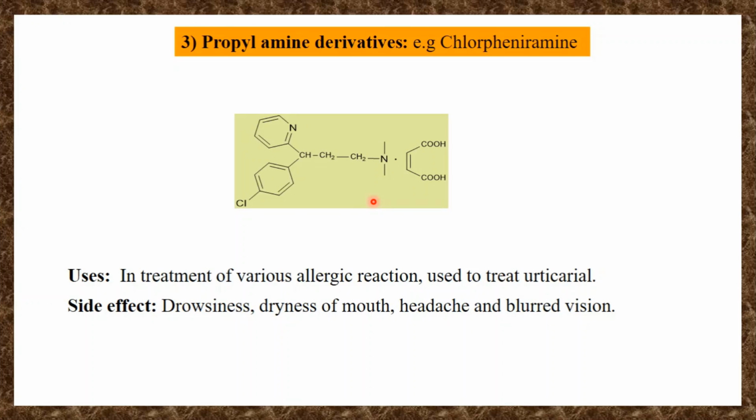The potency is increased tenfold by chlorination at the para position of this benzene ring, and it is optically active. The dextro isomer having S configuration has higher activity, and it is used in the treatment of various allergic reactions and to treat urticaria. The side effects of chlorpheniramine are drowsiness, dryness of mouth, and blurred vision. So these are some side effects.